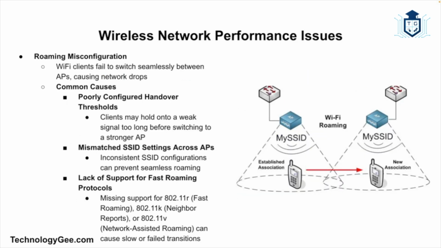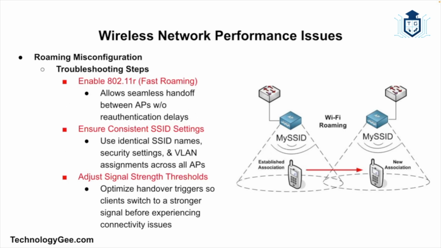And then we have what is called roaming misconfiguration. This is when Wi-Fi clients fail to switch seamlessly between access points, causing network drops. The common causes are poorly configured handover thresholds, mismatched SSID settings across access points, and a lack of support for fast roaming protocols like 802.11r, 802.11k, and 802.11v.